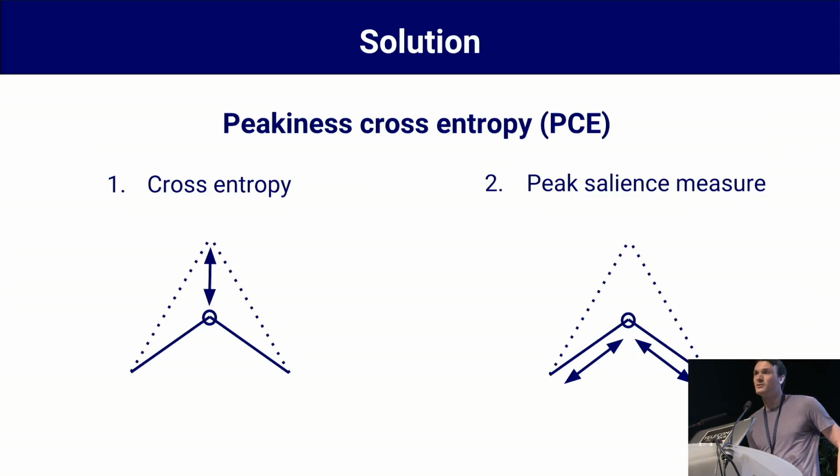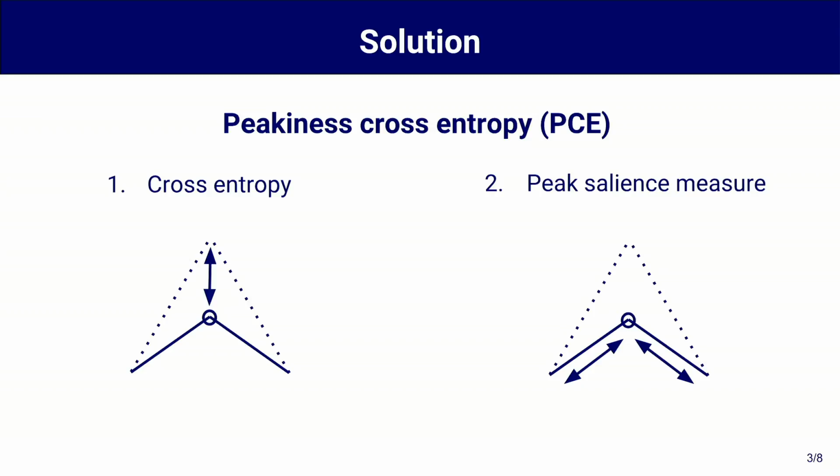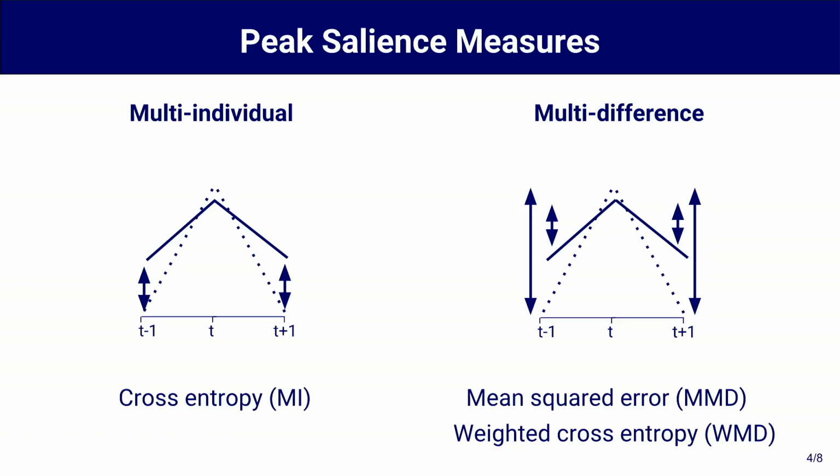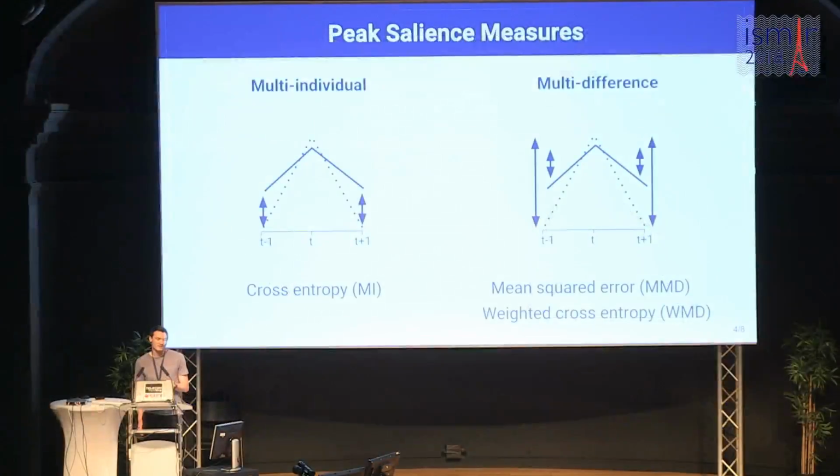So to overcome this incompatibility, we propose a new loss function termed peakiness cross-entropy, which consists of cross-entropy and a new peak salient measure. So we experimented with 2 peak salient measures. First, multi-individual, which combines multiple individual frames of cross-entropy to ensure that changes to the current frame do not cause bigger changes in the larger picture. And secondly, we directly compared the derivatives of the target against the output in multi-difference.